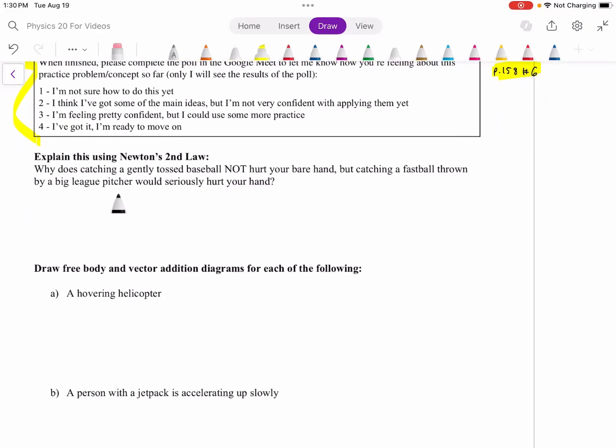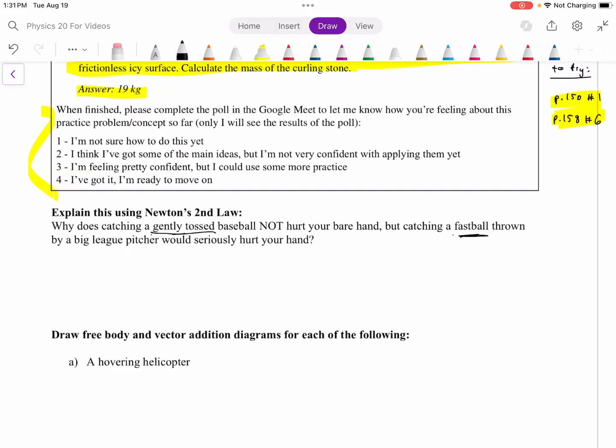Okay. So let's think about explaining some stuff with Newton's second law. Why does catching a gently tossed baseball not hurt your hand, but catching a fastball thrown by a big league pitcher would seriously hurt your hand? Well, let's think about what's the same and what's different in both situations, right? In both situations, you catch the ball, so you stop it. So either way, the final velocity is 0.